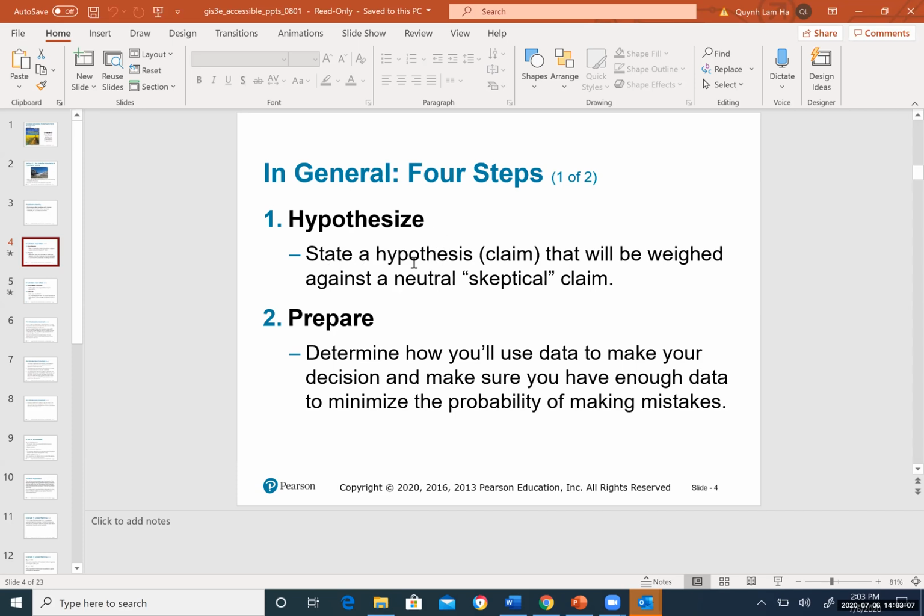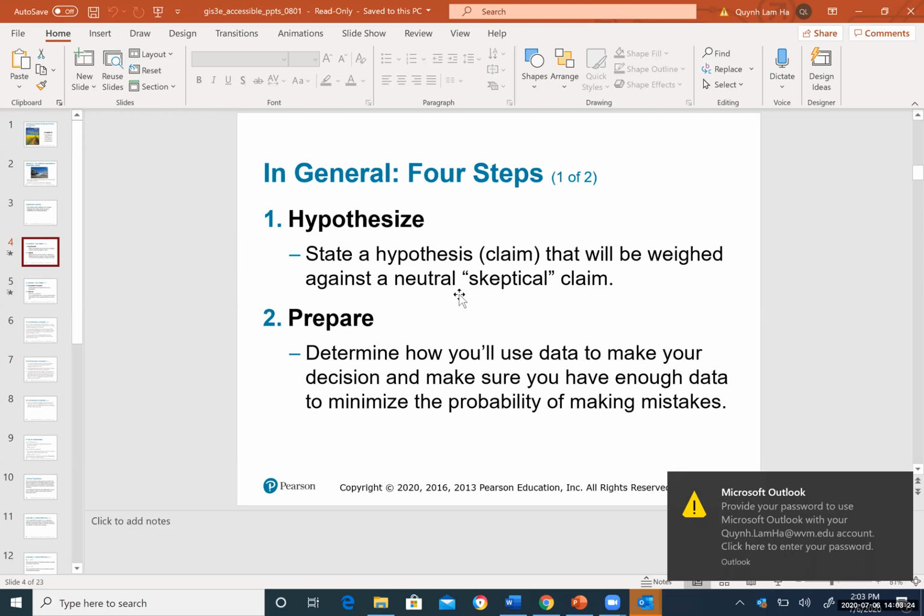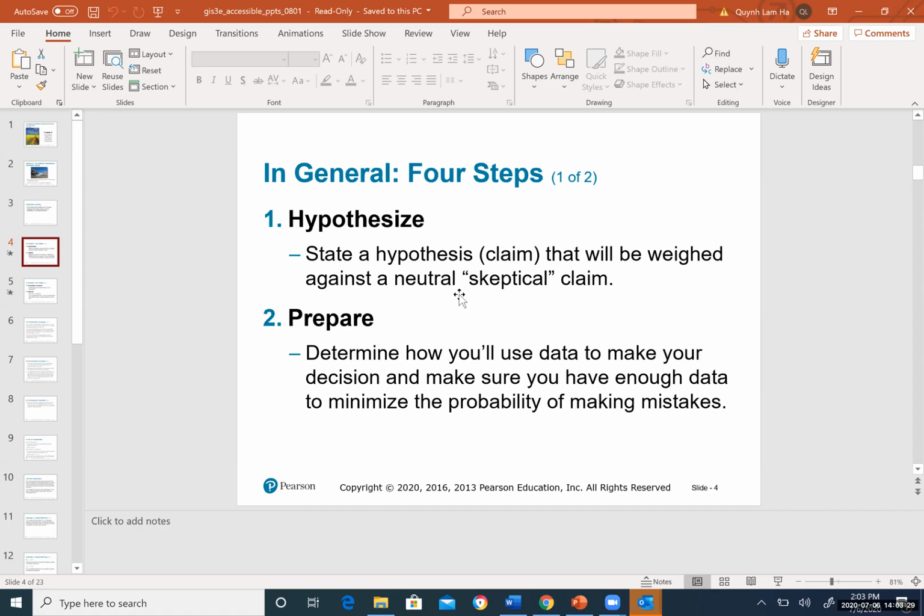So to state the hypothesis or the claim, you will need to know where is your H0, which is the null hypothesis, and where is your HA, which is the alternative hypothesis. And then next, you will prepare. You need to determine how you will use the data to make your decisions and make sure you have enough data to minimize the probability of making mistakes.